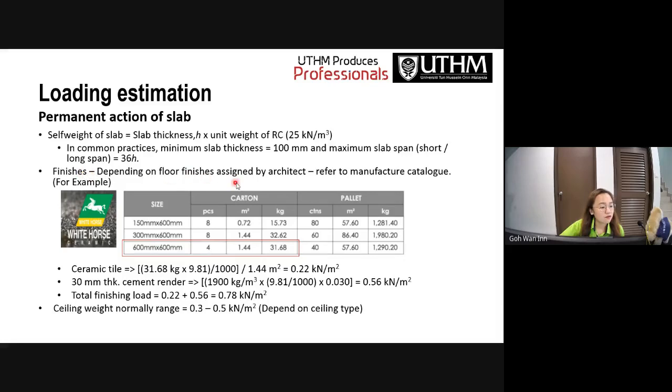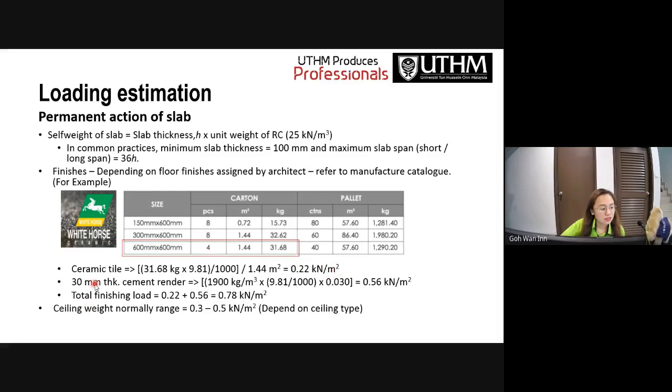Finishes depend on the floor finishes assigned by the architect. So you can refer to the manufacturer catalog. For example, for the ceramic tile, size 600 mm times 600 mm, 4 pieces, and then one carton is 1.44 meter square, you will get 31.68 kg. So for ceramic tile, you get the kg, convert to Newton, divide by 1.44 meter square, you will get 0.22 kilonewton per meter square.